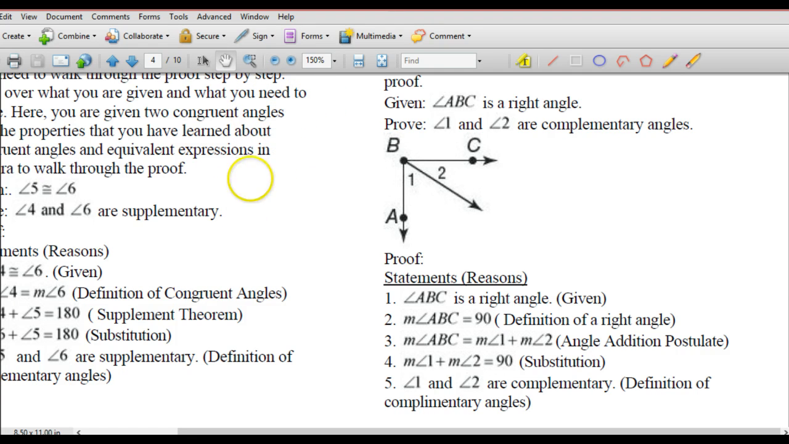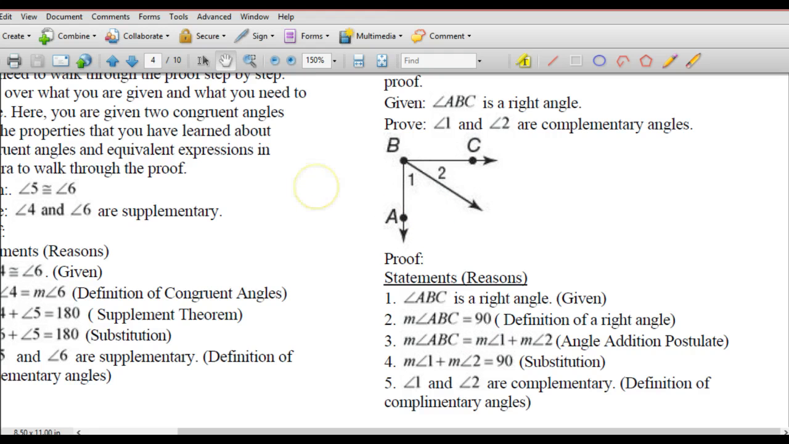So we start by stating our given information. Angle ABC is a right angle. By the definition of a right angle, we can state that the measure of ABC is equal to 90 degrees. And in these two steps, you could put definition of a right angle in either case. It's a biconditional statement. So if it's stated first that the measure of ABC equals 90, and then second that angle ABC is a right angle, then we would still put definition of a right angle as our reason.